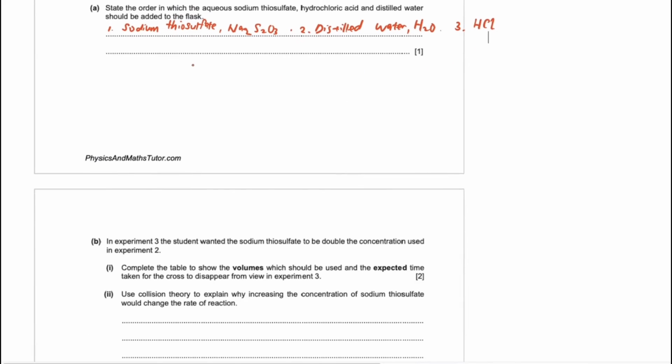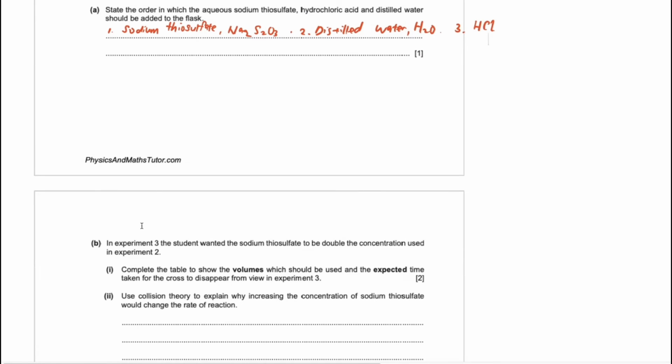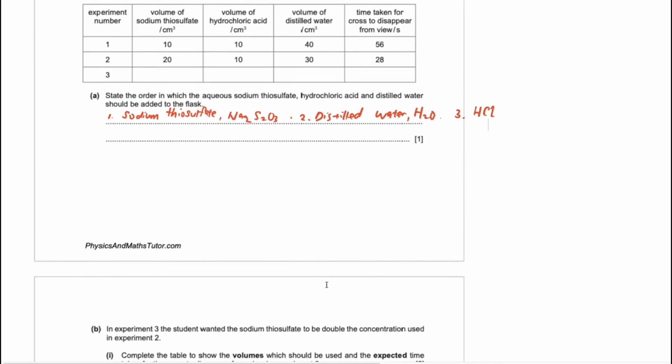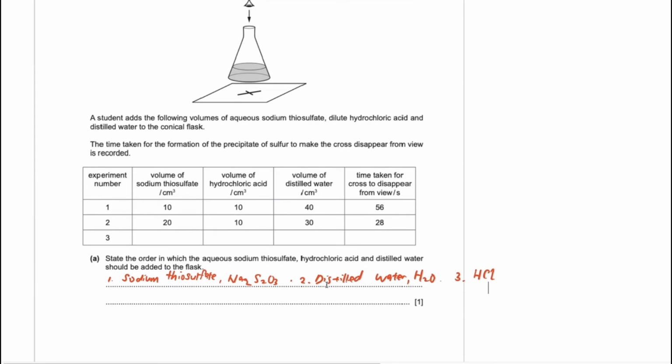Okay, so let's see B. In experiment 3, the student wanted the sodium thiosulfate to be double the concentration used in experiment 2. Complete the table to show the volume which should be used and the expected time taken for the cross to disappear from view in experiment 3. So you want the concentration to double. We can use first. This one you don't change anything. Okay. So it's the sodium thiosulfate. Now you use 20 and 30. 20, 30, 10.